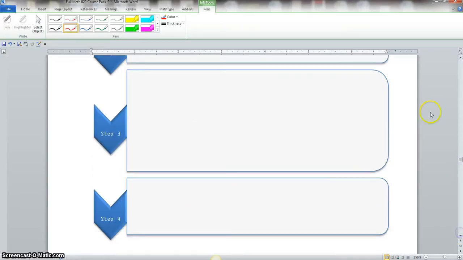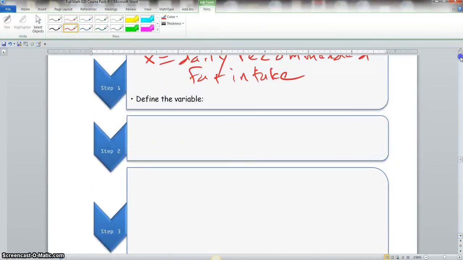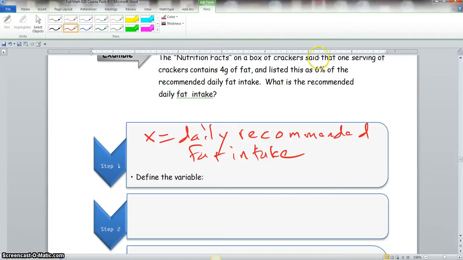Okay, so now we need to write out our equation. Now, we're told here that 1 serving of crackers contains 4 grams of fat and listed this as 6% of the recommended daily fat intake. So we would have to ask ourselves, 6%, which is 0.06 of the daily fat intake, is equal to 4 grams. Because remember, it's 6% of the whole recommended daily fat intake. So 6% of that value is supposed to give us 4 grams.